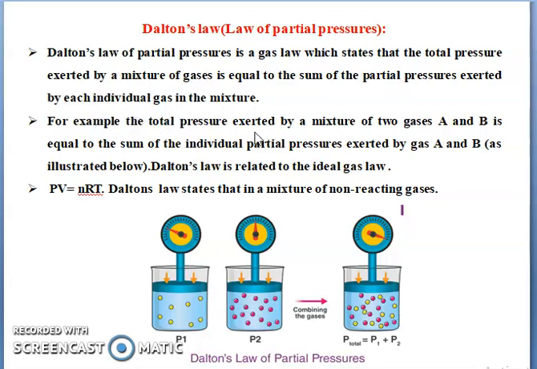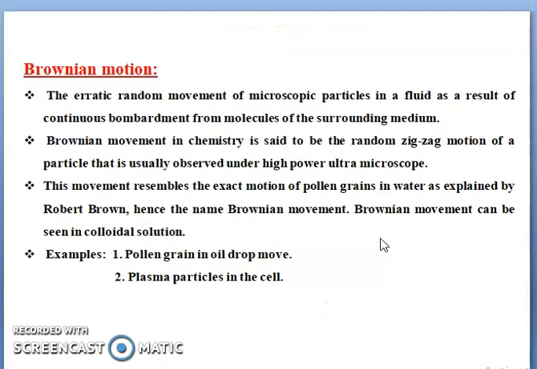For example, the total pressure exerted by a mixture of two gases A and B is equal to the sum of the individual partial pressures exerted by gas A and B, as illustrated below. Dalton's law is related to the ideal gas law, PV equals nRT. Dalton's law states that in a mixture of non-reacting gases, P total is equal to P1 plus P2 plus the other gases. Okay, and you can see the next topic is Brownian motion.